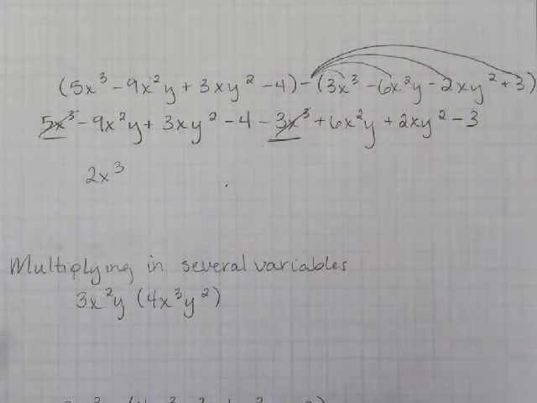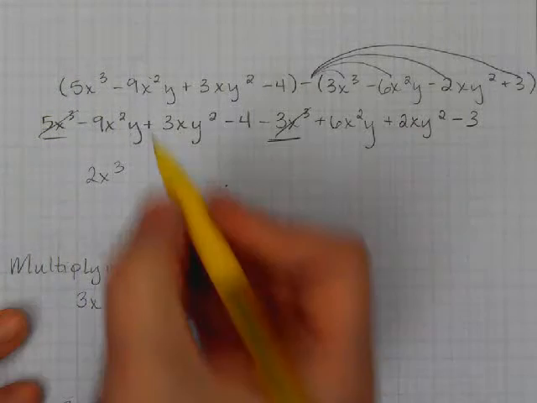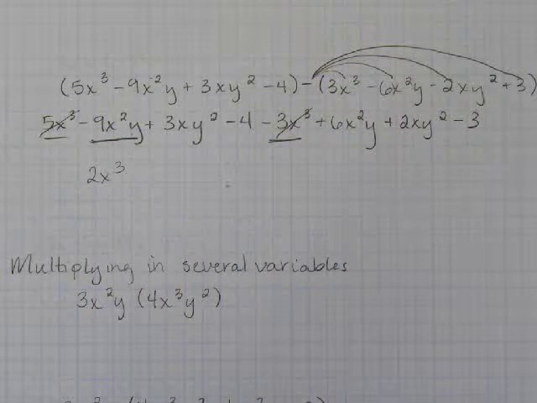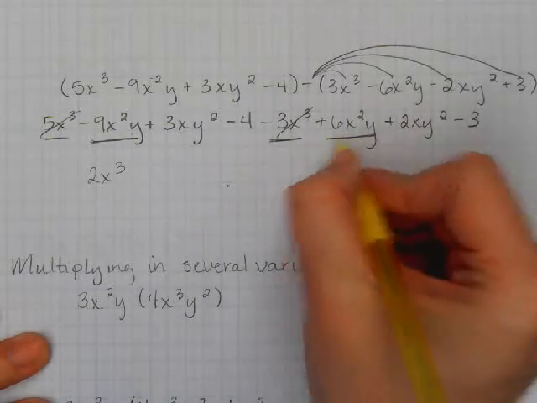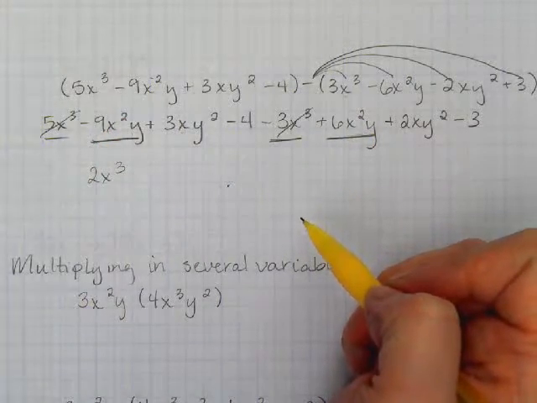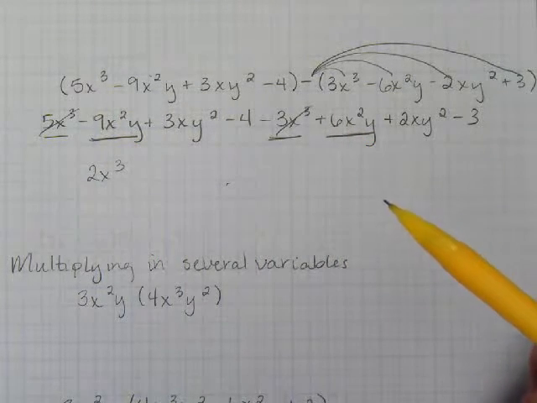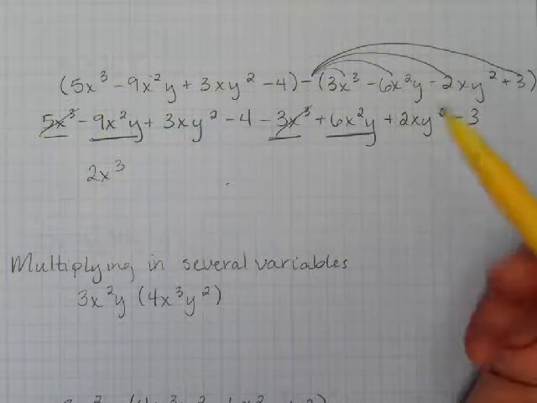What can I combine with 3xy squared? 2xy squared. 3 plus 2 is? So 5xy squared. Cross them off. What do I have left? Negative 4 plus negative 3 is negative 7. Can I combine anything else? Nope, that is it. Questions on that?